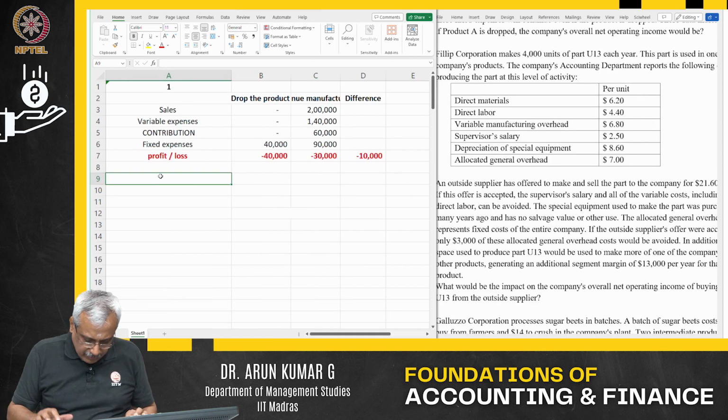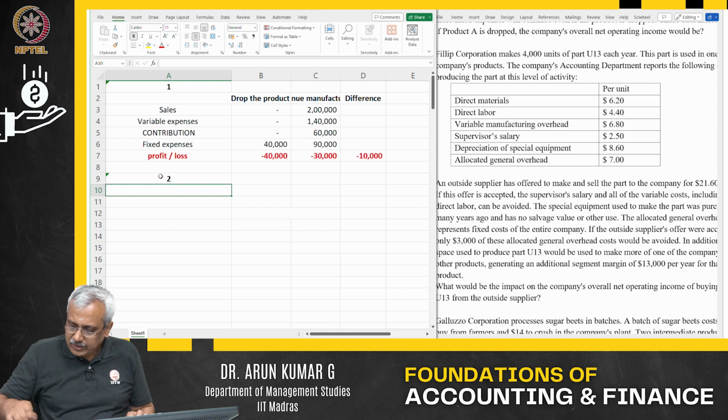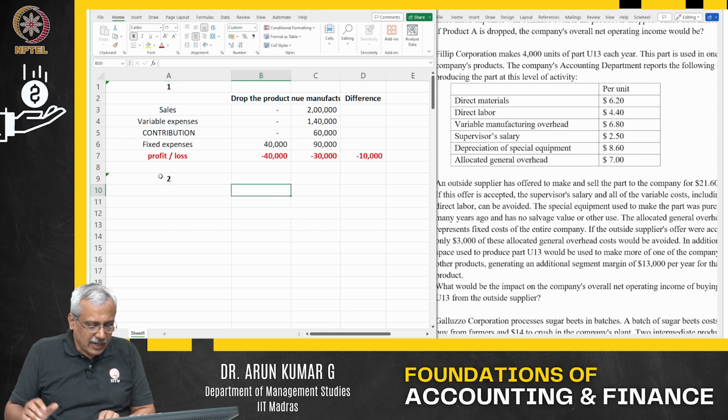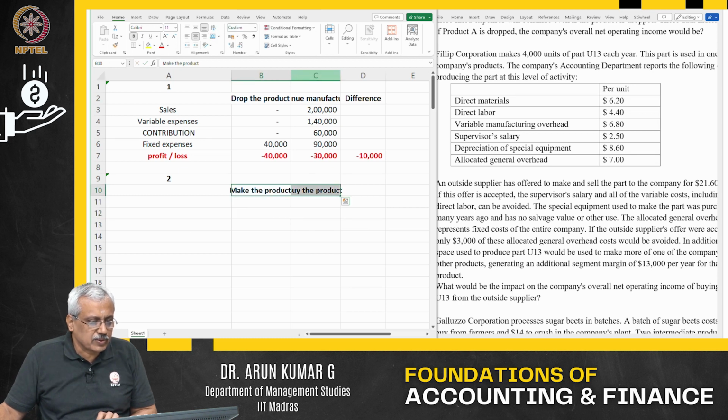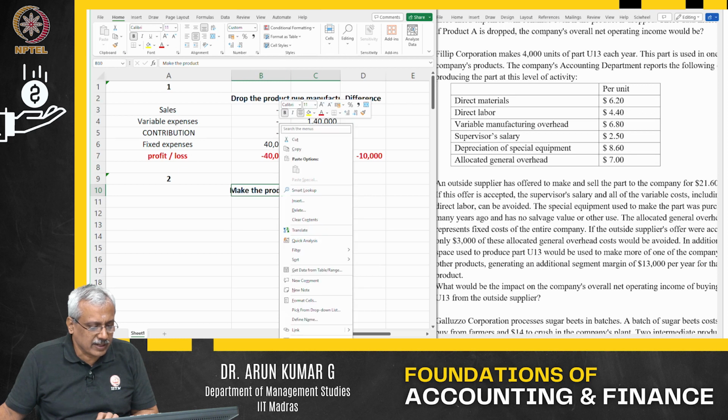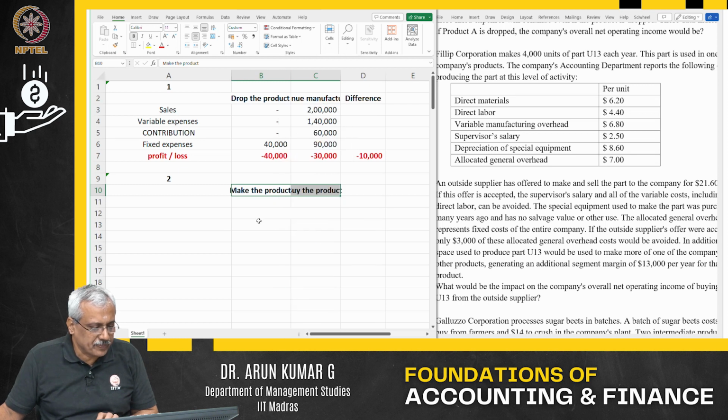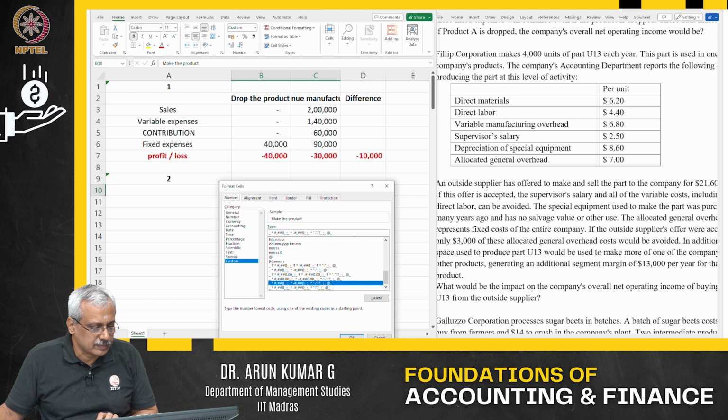Now, let us look at problem number 2 out here, and then let us say I make the product or buy the product. That is, I make the product, next is buy the product. Make the product and buy the product out here. I am just going to wrap the text so that it is clearly visible.